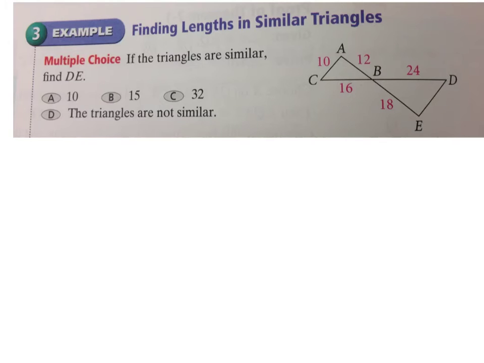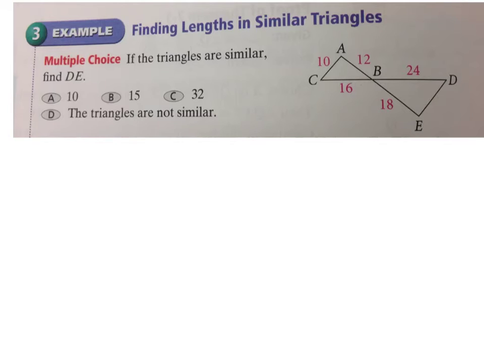Now let's see if we can apply the AA similarity, SAS similarity, and/or SSS similarity. Let's take a look at example 3. It says, if the triangles are similar, find DE. So the first thing we have to decide is, are these 2 triangles similar? Please pause the video while you try to figure this out.